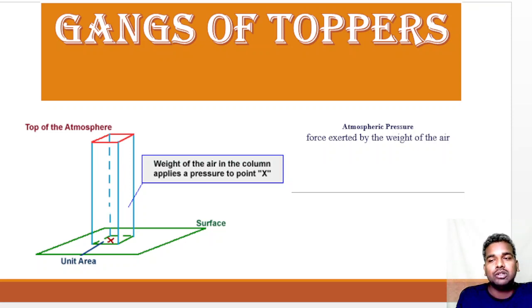That is known as atmospheric pressure, because we are dealing with the atmosphere, which means the layer of air. So what is the definition of atmospheric pressure? The total weight of air over a unit area at a given elevation is known as atmospheric pressure. In simple words, atmospheric pressure is the force exerted by the weight of the air.